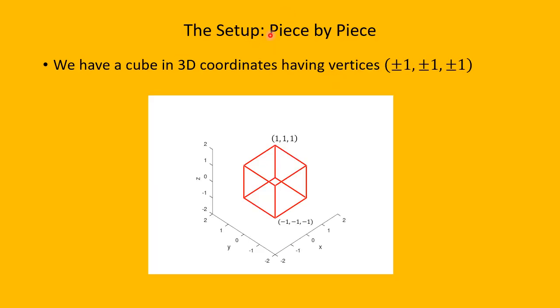So part of our setup is the cube. We have a three-dimensional cube, and if we look at the vertices, there are 8 vertices. For the coordinates of each vertex, the x-coordinate is either plus or minus 1, the y-coordinate is either plus or minus 1, and the z-coordinate is either plus or minus 1. For instance, this vertex right here has coordinates minus 1, minus 1, minus 1.